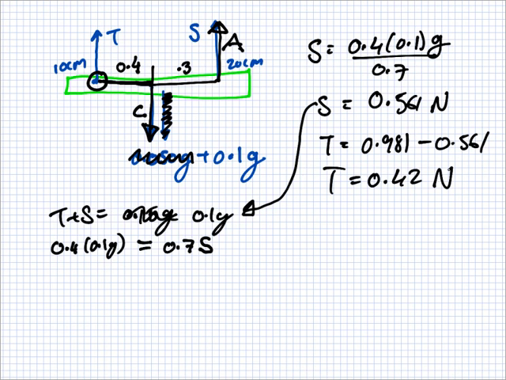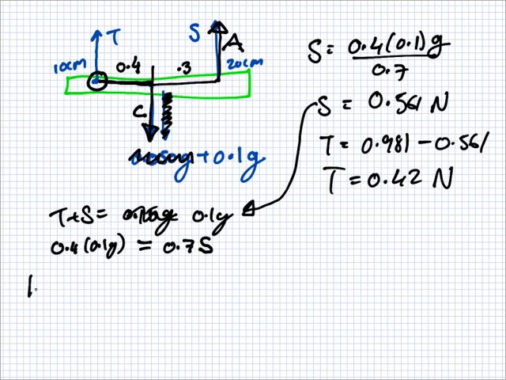Are we ready for the next part? The only difference in the next part is you hang an extra weight here in the middle. So the effect of that is just to change its mass. Instead of being 0.1, it'd be 0.1 plus 0.05.